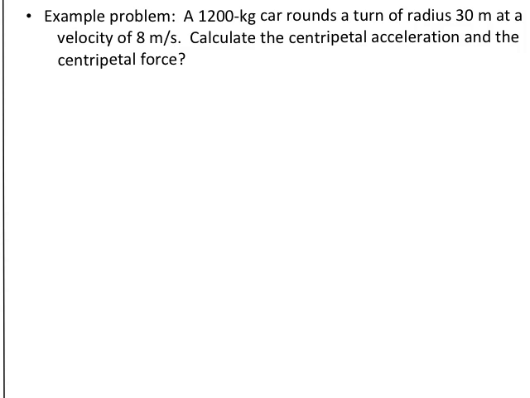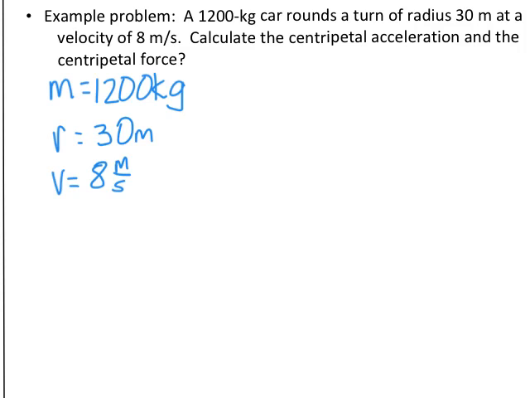and then I would like you to try the example on your own and then come back, pause the video, try it out, and then come back and see if you were correct. So we've got a mass of 1,200 kilograms, a radius of 30 meters, and a velocity of 8 meters per second. Notice that I did not include any sort of direction in front of my velocity because it is constantly changing direction since you're moving around a circle.